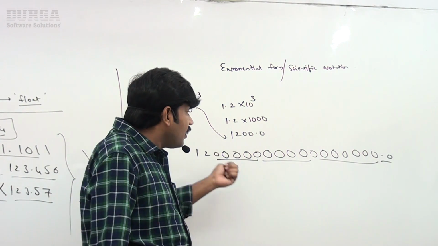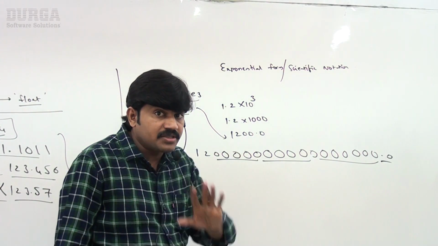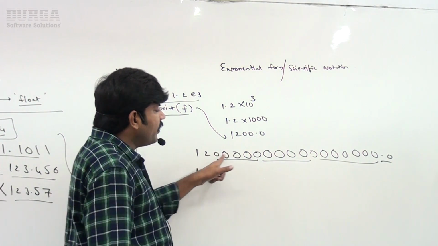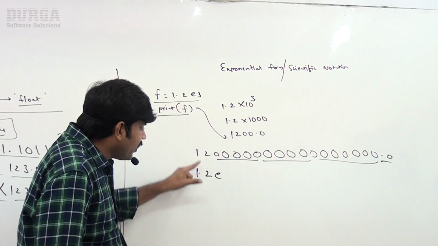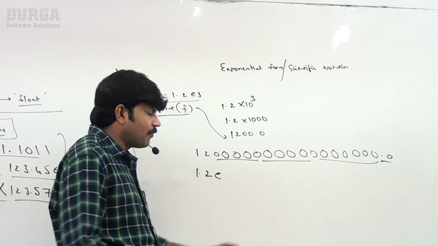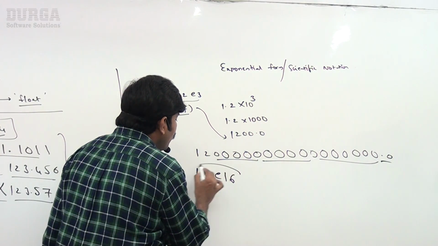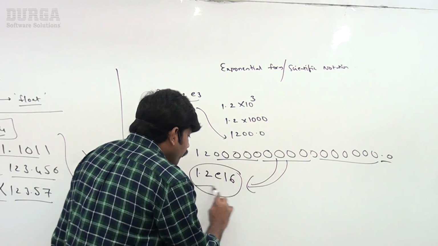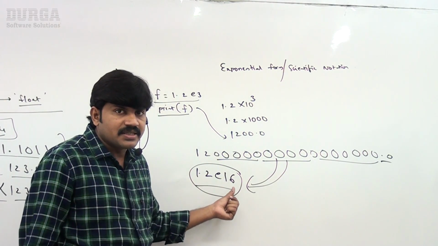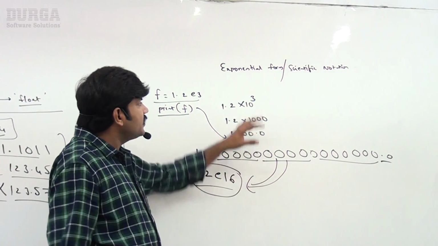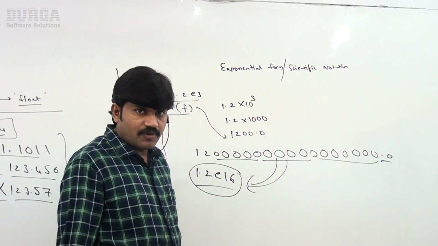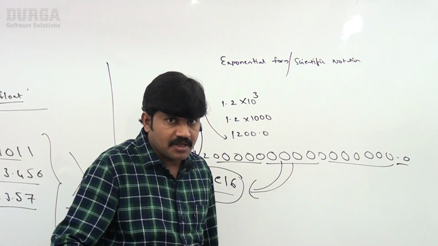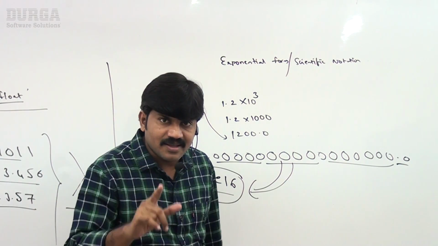Now I can represent this in scientific notation very easily. Very simple, sir. 1.2 e, how many zeros are there? 15. 1.2, the 2 I also moved after the decimal point, that's why 1.2 e16. So this big value we can also represent as 1.2 e16. That is the advantage of this scientific notation or exponential form. Everyone be aware, within less space you can represent big values also.